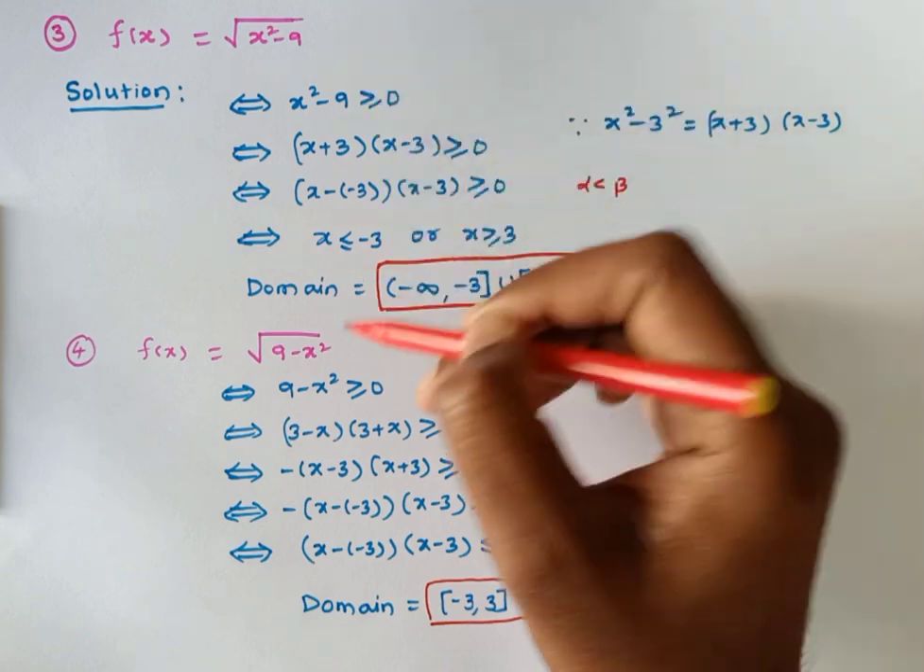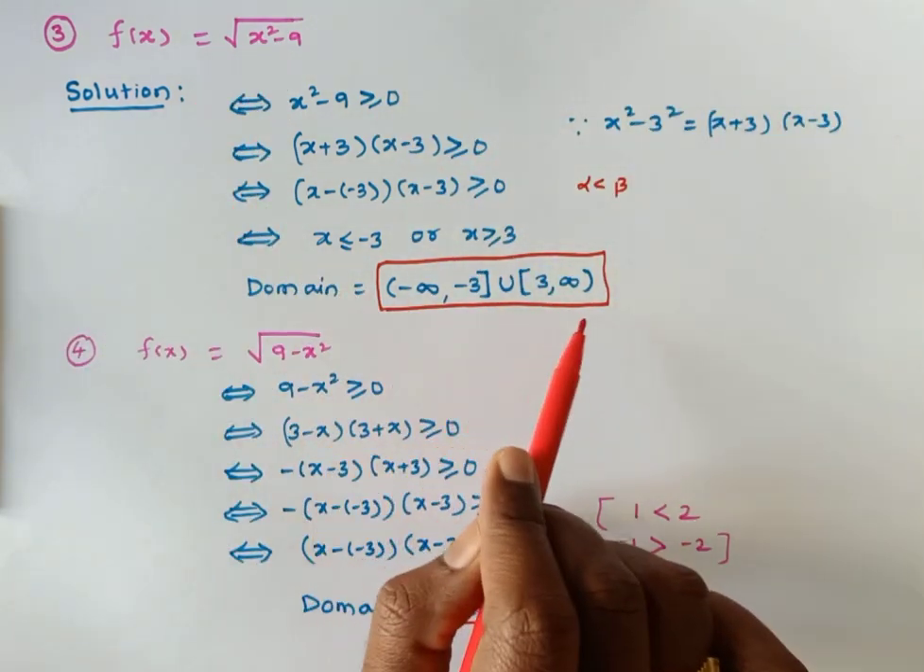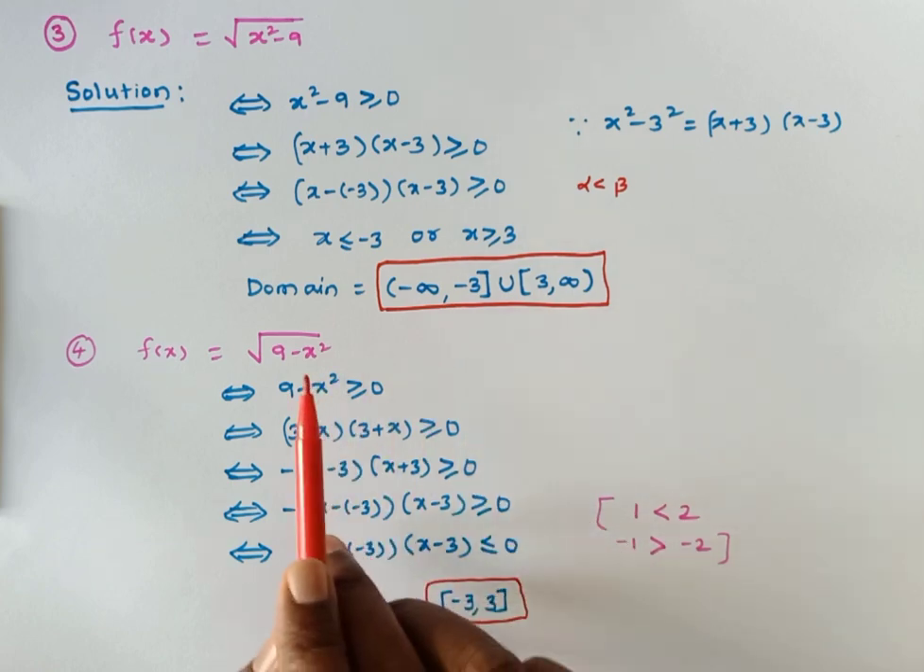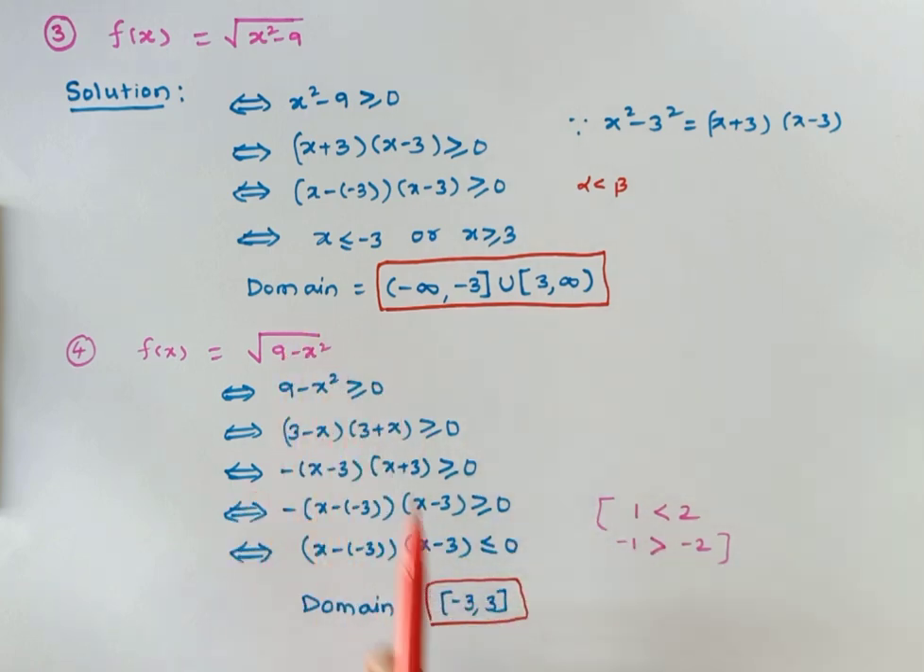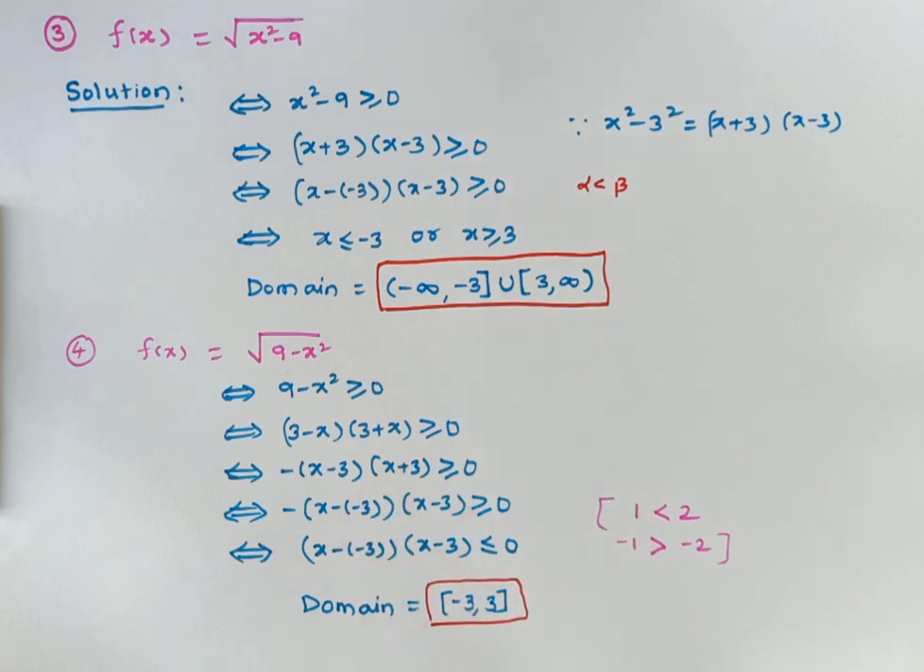See, observe the difference between these two. If x square minus 9, then the domain is minus infinity to -3 union 3 to infinity. It is a reversal: for 9 minus x square, therefore -3 to +3. Okay, now just remember here that if any inequality is multiplied with a negative sign, there is a change in the inequality. The inequality gets reversed: less than becomes greater than, and greater than becomes less than.